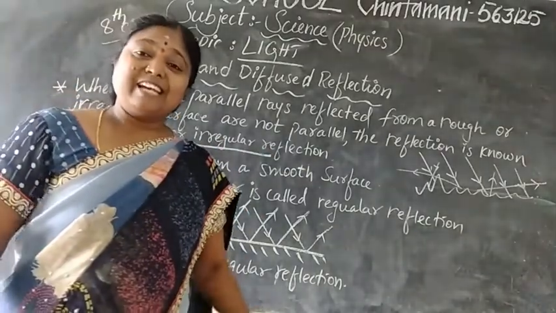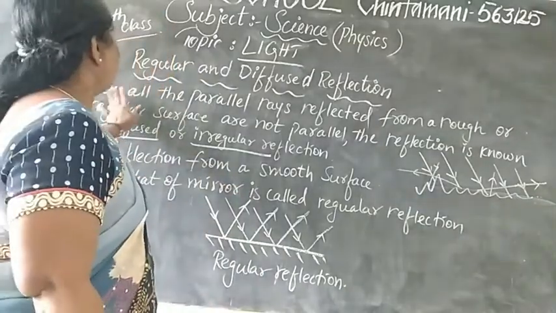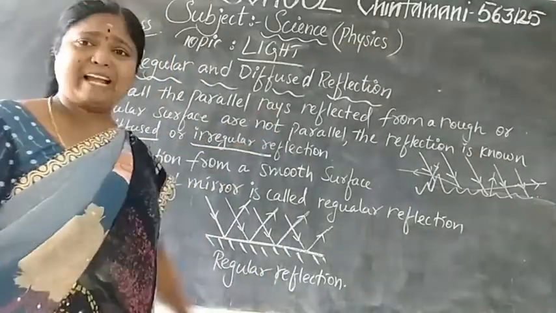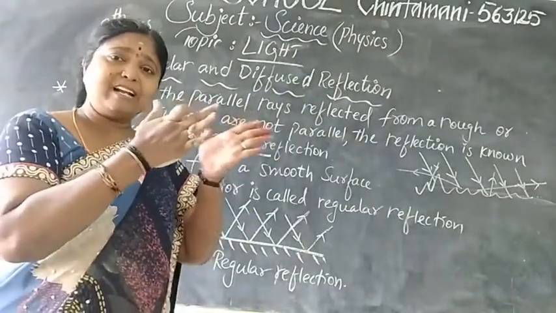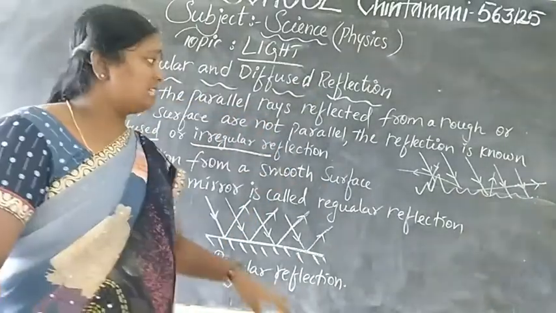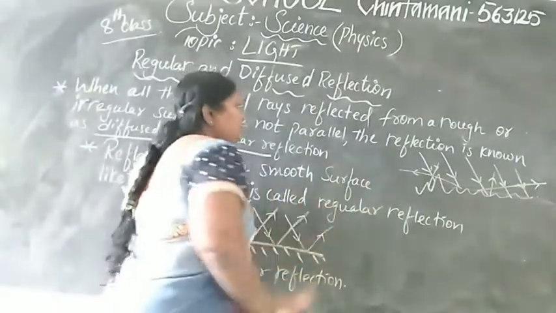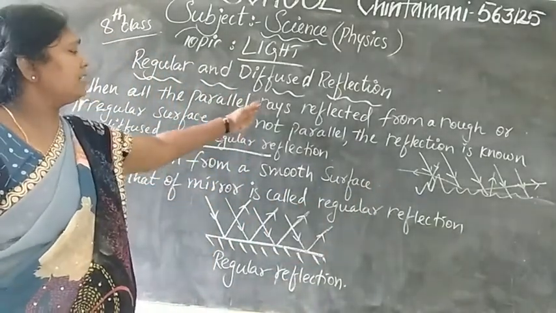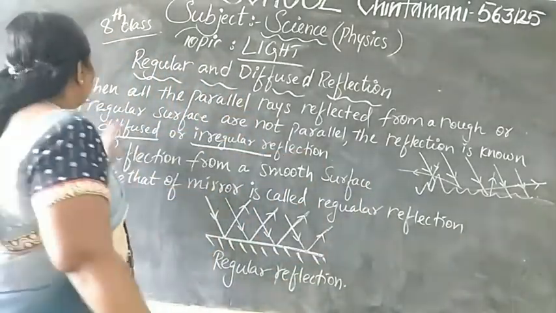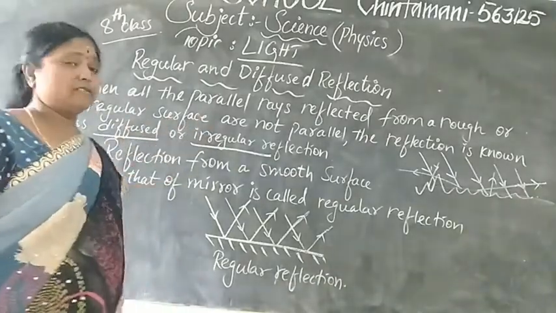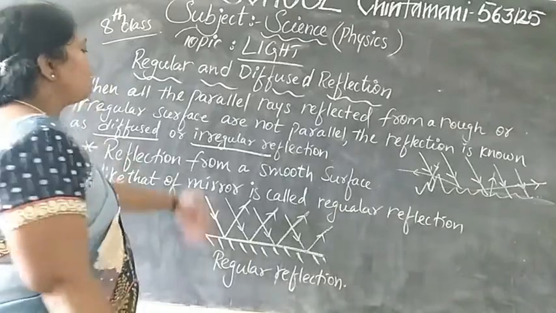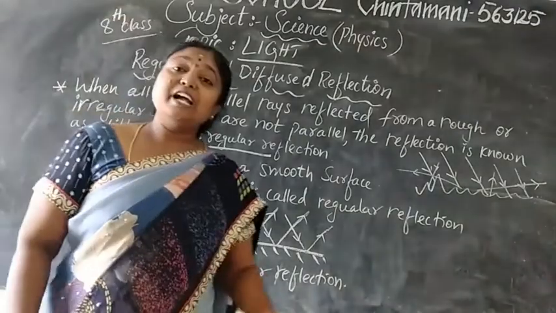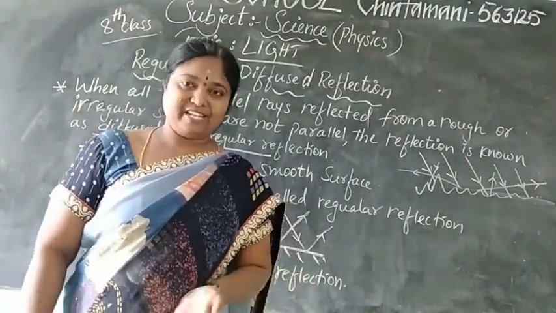What do you mean by irregular reflection, children? When all the parallel rays, parallel means falling straight, parallel means they don't meet each other. So, the parallel rays reflected from a rough or irregular surface, the reflection is known as the irregular reflection or the diffused reflection.